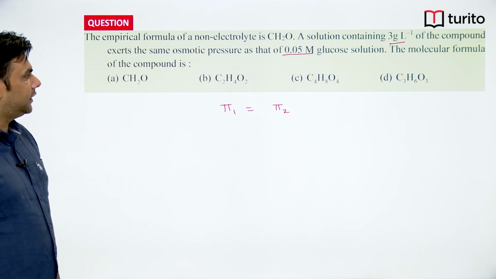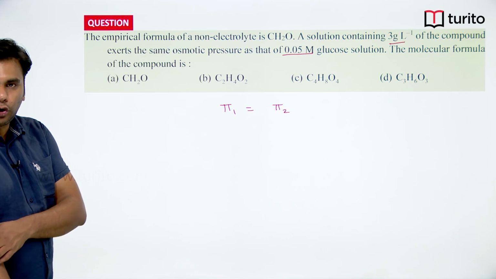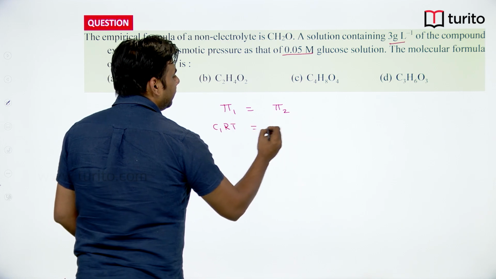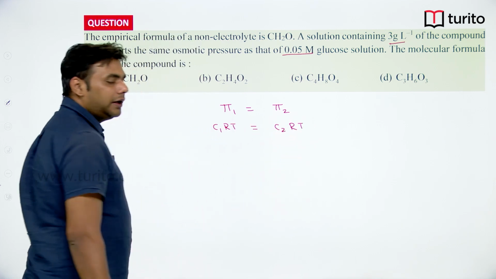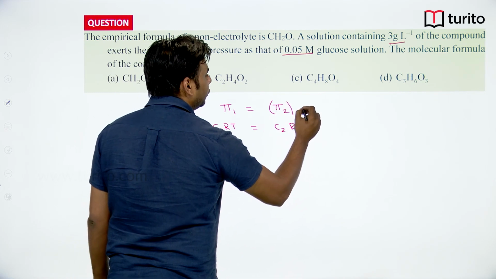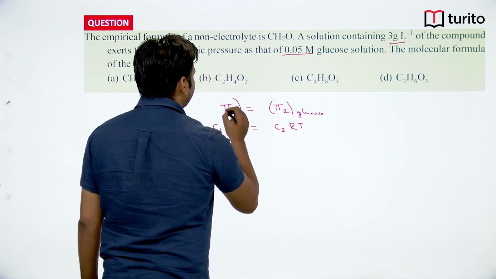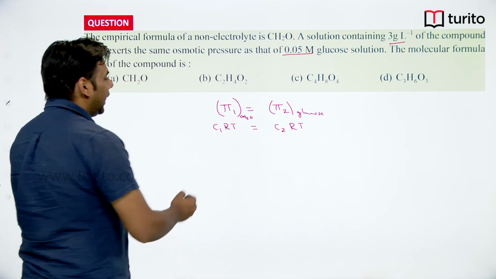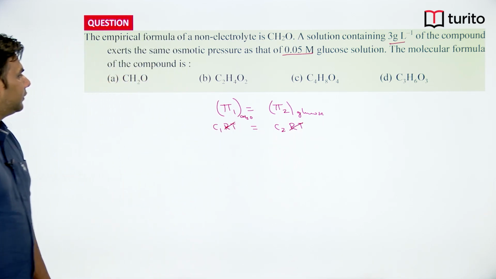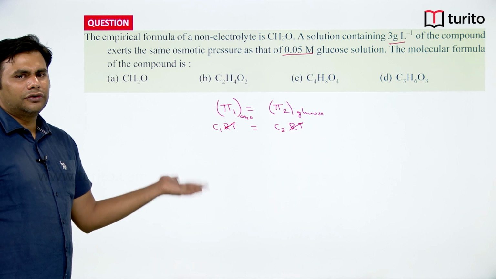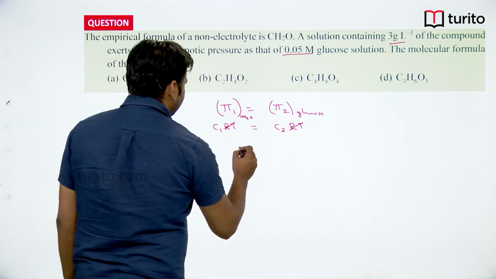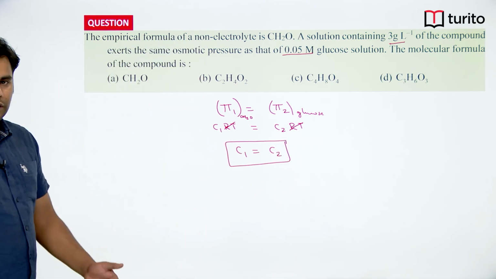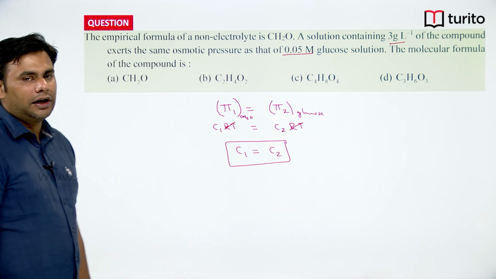Pi 1 equals pi 2, we can say that. That means both the solutions are isotonic because their osmotic pressures are same. So pi 1 is C1 into R into T, pi 2 would be C2 into R into T. This is the osmotic pressure of glucose, and this is the osmotic pressure of this compound whose empirical formula is CH2O. So R and T are same. Data has not been given, R is always a constant, so we have to assume that temperature is also constant. So we'll say that C1 equals C2. The two solutions will be isotonic at a particular temperature when the concentration of both the solutions is same.